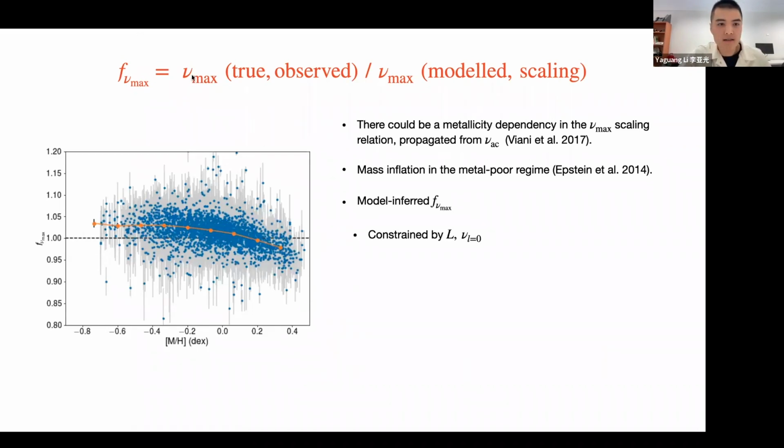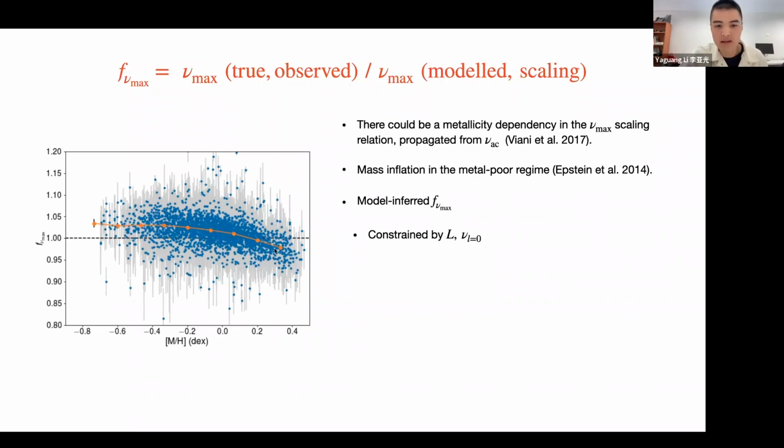by dividing the observed nu max, which is the true nu max value, by the nu max that we derived from the stellar modeling and calculated based on the scaling relations. The denominator, this nu max, can be constrained by all kinds of observables like luminosity, frequencies, etc. So here I'm showing the F nu max versus metallicity, constrained by luminosity and radial modes only.